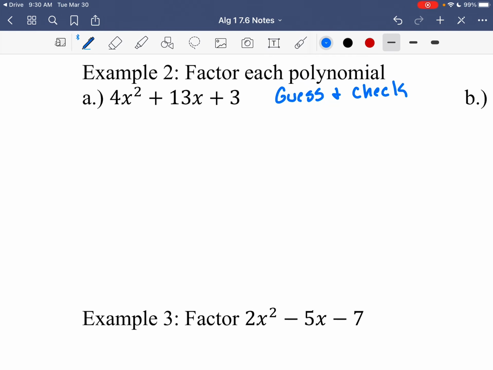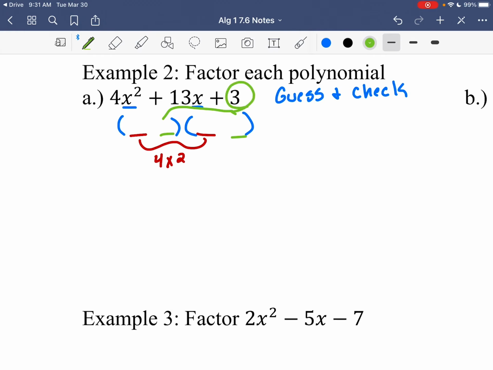Kind of a table. Okay, so first, I know this is going to factor. Since I've got an x squared and an x, and it's a trinomial, 3 terms, I know it's going to factor into a binomial times a binomial. I know these first terms have to multiply to give you 4x squared. And these last terms have to multiply to give you the 3.